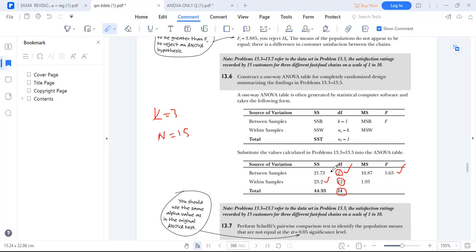Isn't this easy? It's far better than probability. Yes, true. Right, it's easy just to follow the formulas. So the table is the formula itself.